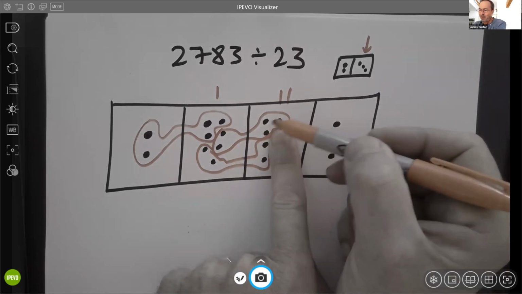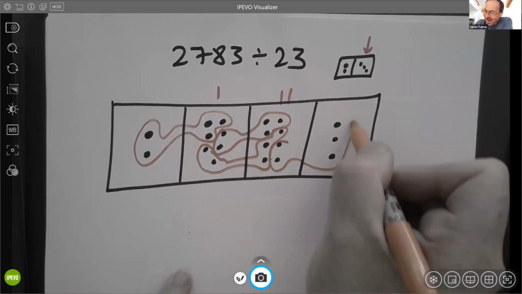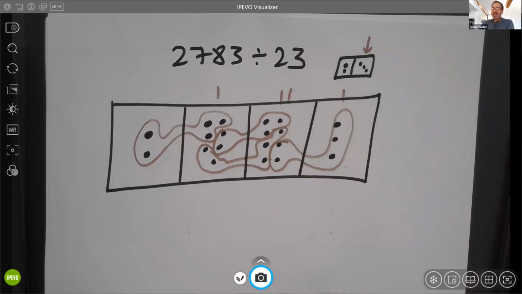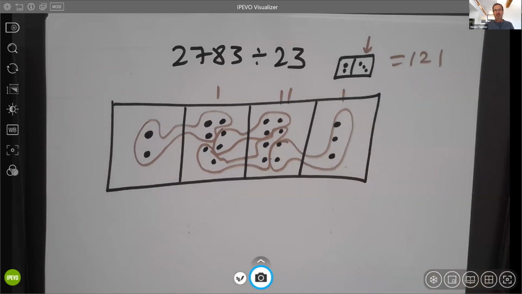Yes, 23 there, kaboom, kapow. 23 there, kaboom, kapow. And then, oh, I was nice. 1 there. Yes, this must be 1, 2, 1. They got multiplied by 23 to give the answer 2,783. We're doing division. This is awesome.